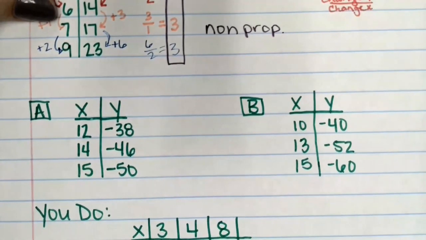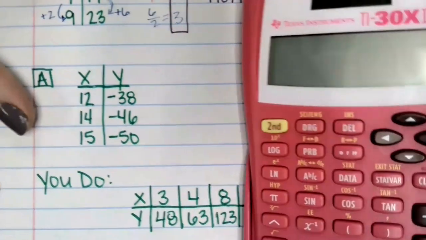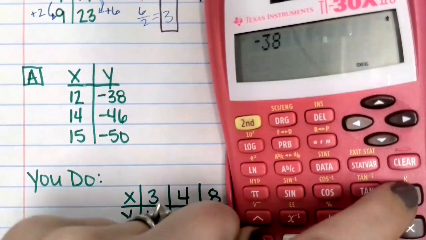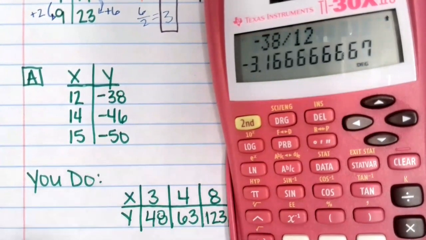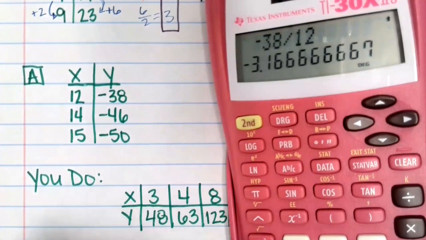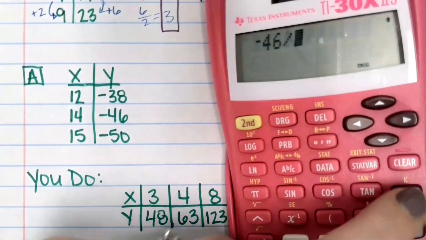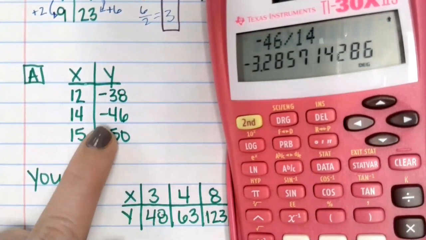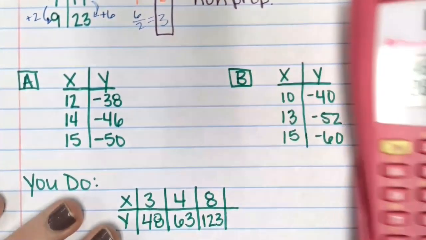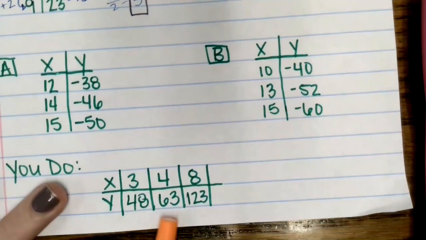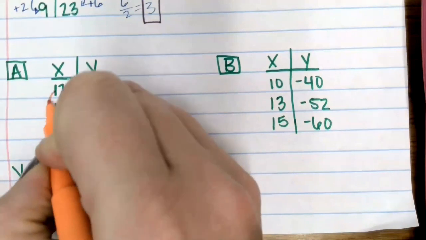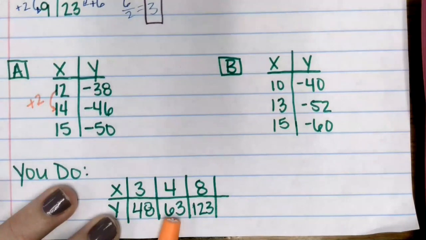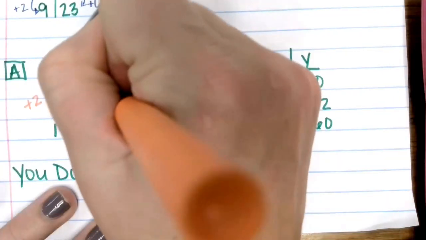So the first thing that I should have done on A is I should have checked my y over x. So I should have taken negative 38 and divided it by 12, and I get that really long decimal. And I then take negative 46 and I divide it by 14, and I get a long decimal that is not the same. So this is not proportional then. So now I have to move on to my looping. From 12 to 14 is plus 2. And negative 38 to negative 46.